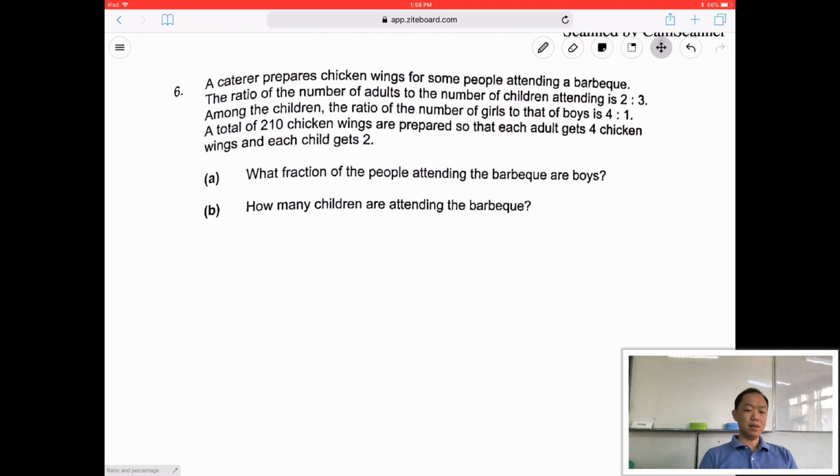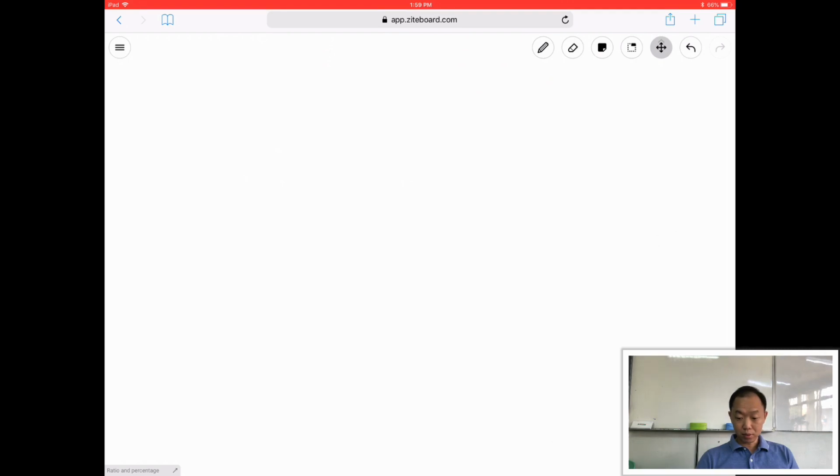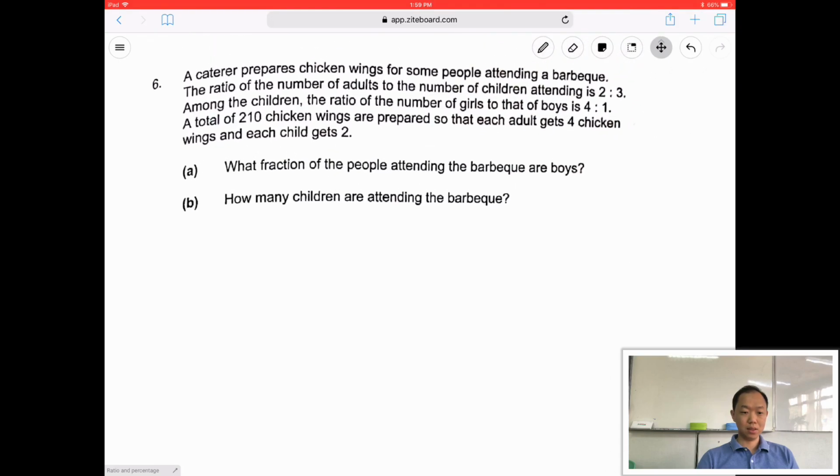So caterers prepares chicken wings for some people attending a barbecue. Ratio adult to children. But it's paper 2, right? Yep. Wow, 2016 a bit difficult. Okay. Next. Okay, chicken wings for people. Adults to children, 2 is to 3. So I got adult is to children, 2 is to 3. So among the children, ratio of girls to boys is 4 is to 1.